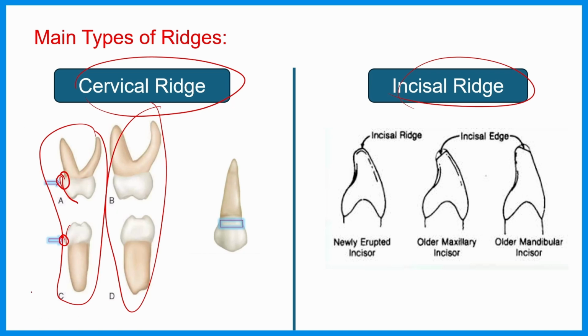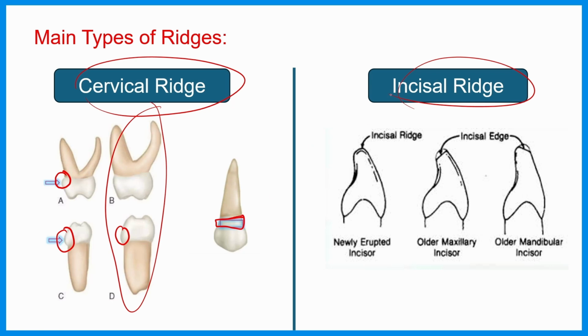Let me just delete some of that so it looks a bit clearer. All right. Okay, it looks more prominent here than it is here. It looks more prominent here than it is over here. So that's what we call a cervical ridge. Over there is a cervical ridge.